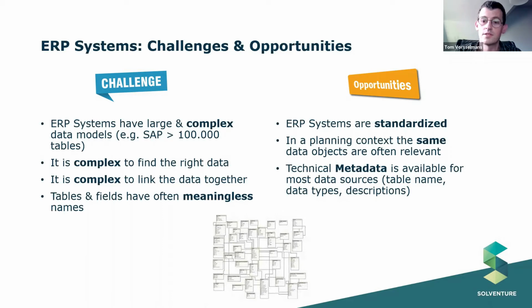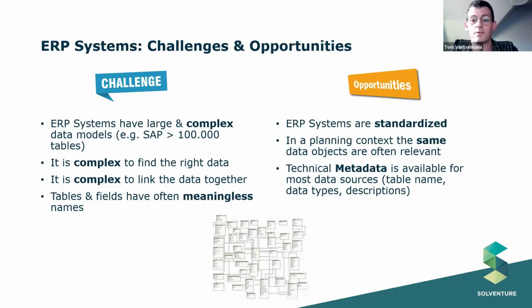Because ERP systems need to be configurable and flexible, they also often implement complex data models, which makes it hard to link all the data together in a correct way. And the last thing is that the tables in an ERP system often have meaningless names. I think SAP is a champion in that. All their tables and fields have a 4-letter abbreviation. If you know a little bit of German, you can sometimes understand where it comes from, but it stays difficult. On the other hand, ERP systems are standardized.